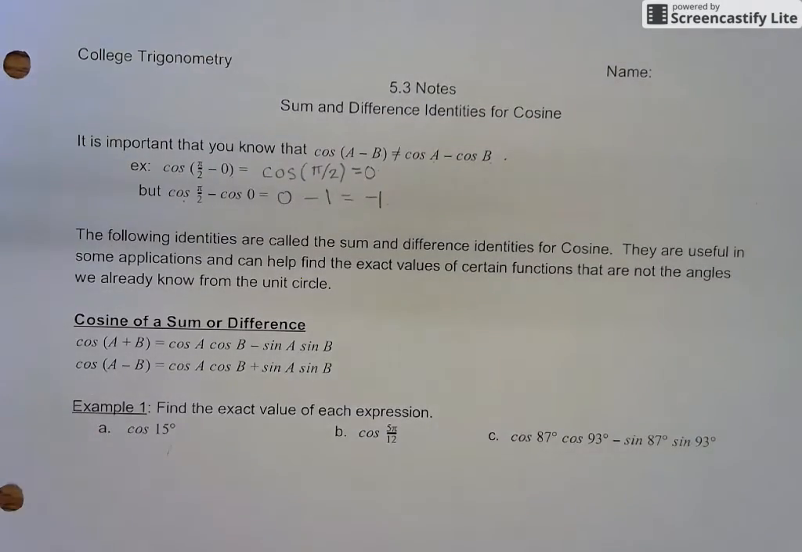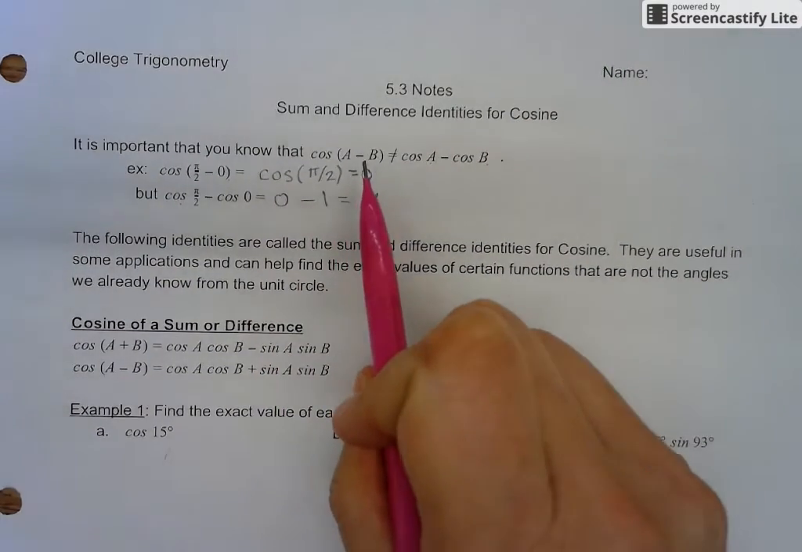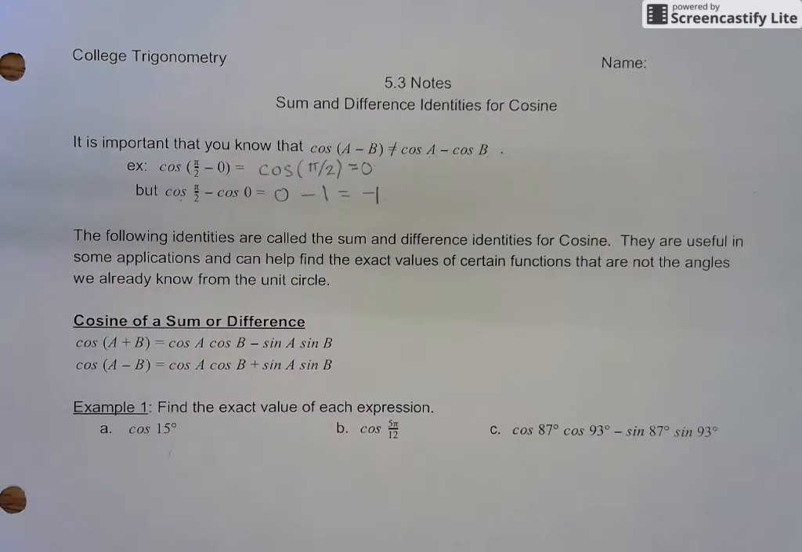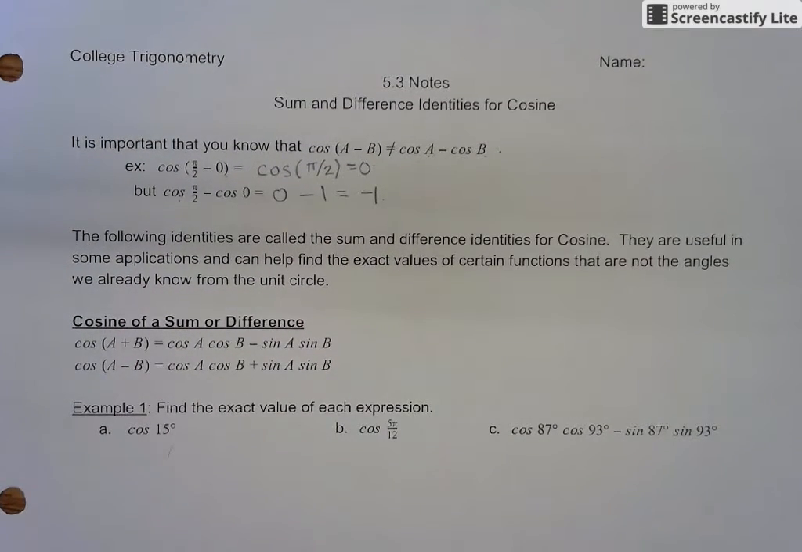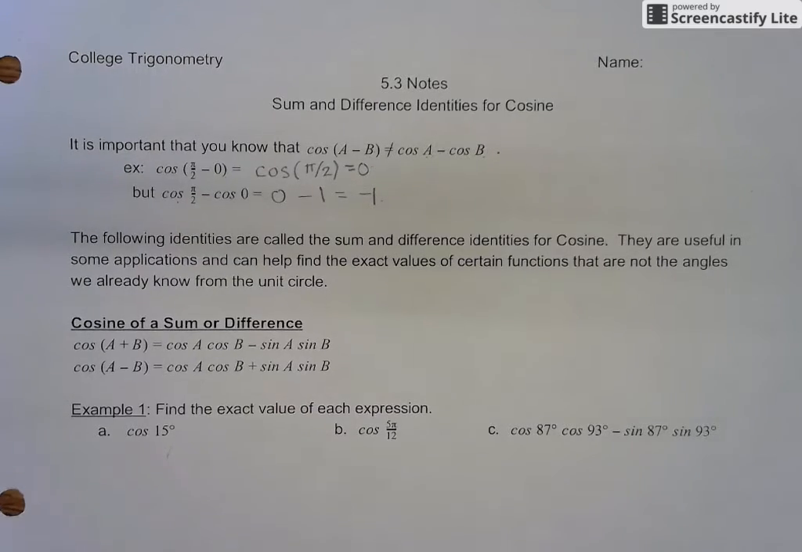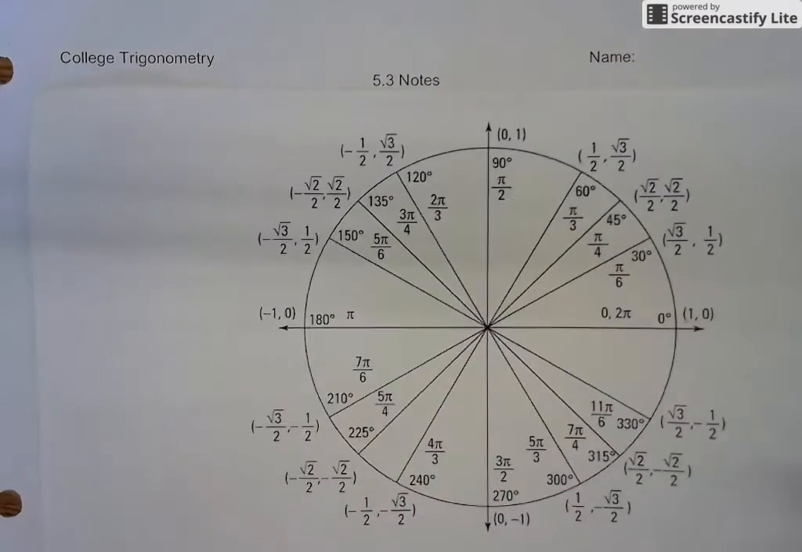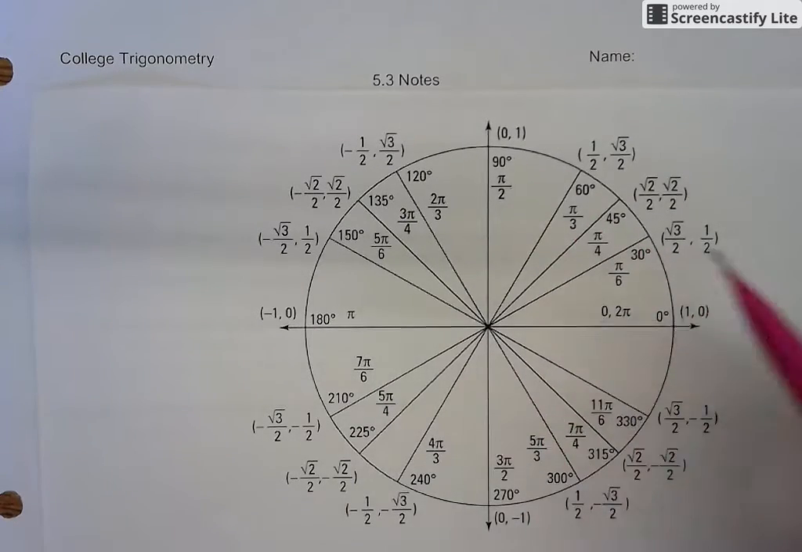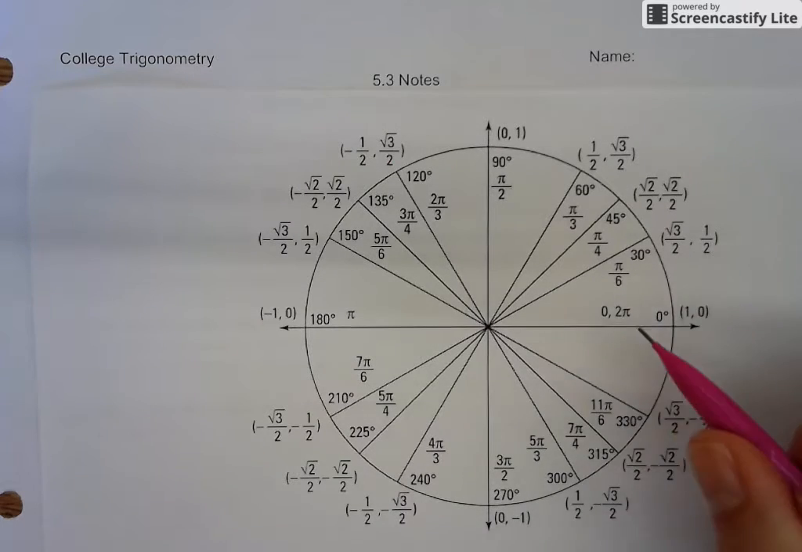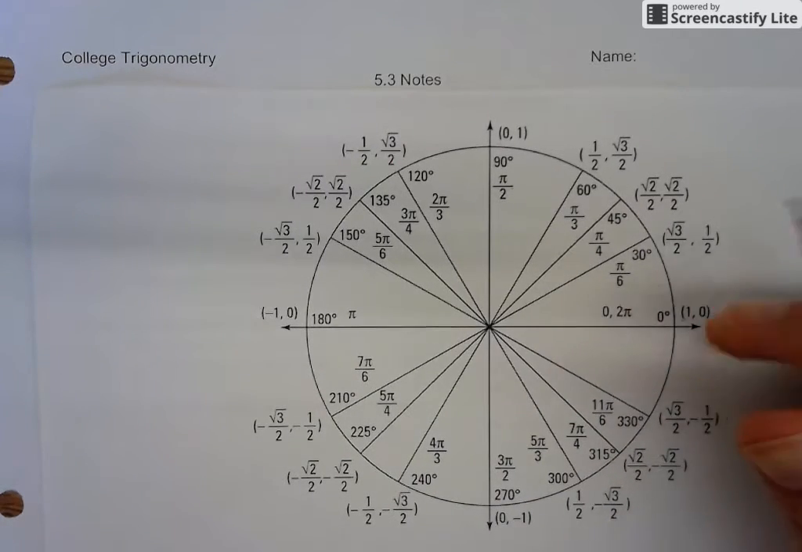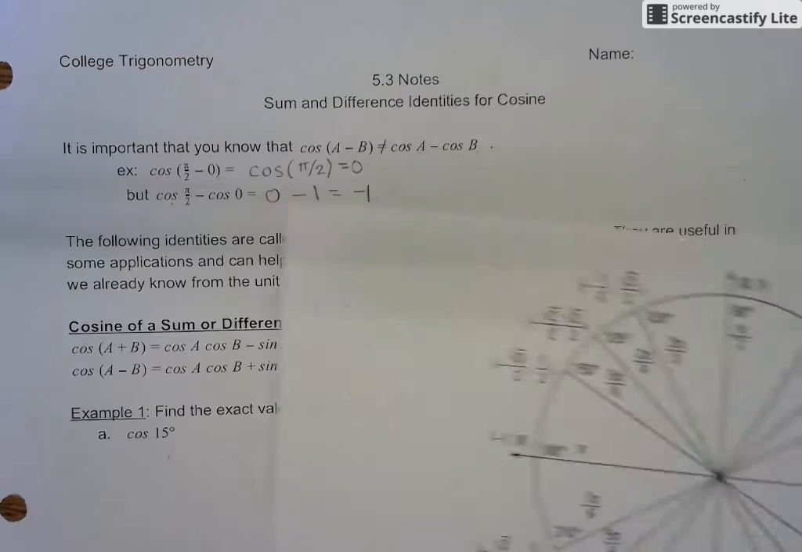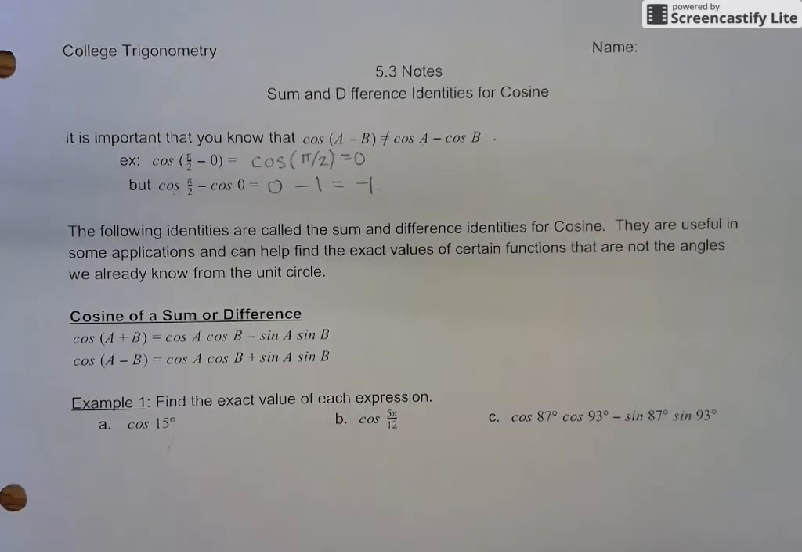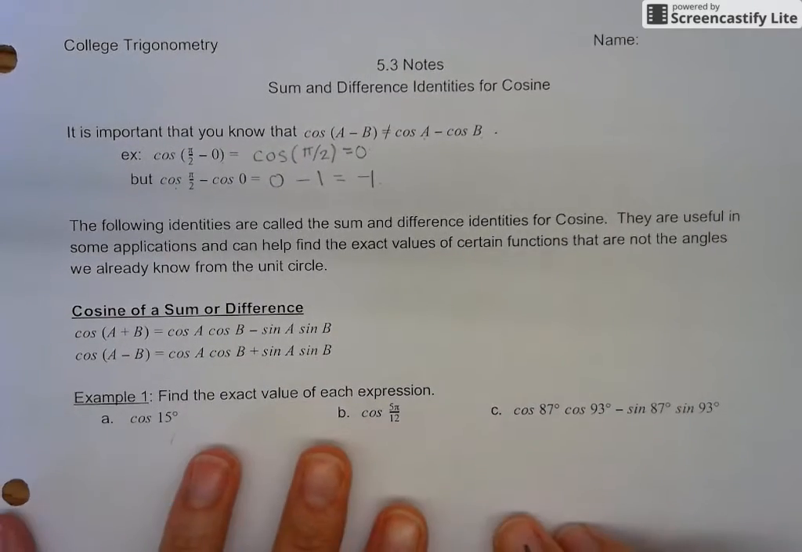So how can we evaluate something that's in the form cosine of A minus B? The following identities are called the sum and difference identities for cosine. They're useful in some applications and can help find the exact values of certain functions that are not the angles we already know from the unit circle. From the unit circle, we're pretty familiar with 30, 45, 60 degrees, the angles that are on here. But if I asked you, say, the cosine of 15 degrees, it is not on here. But using those sum and difference identities, we wouldn't even need to get a calculator out. We can figure that out on our own.